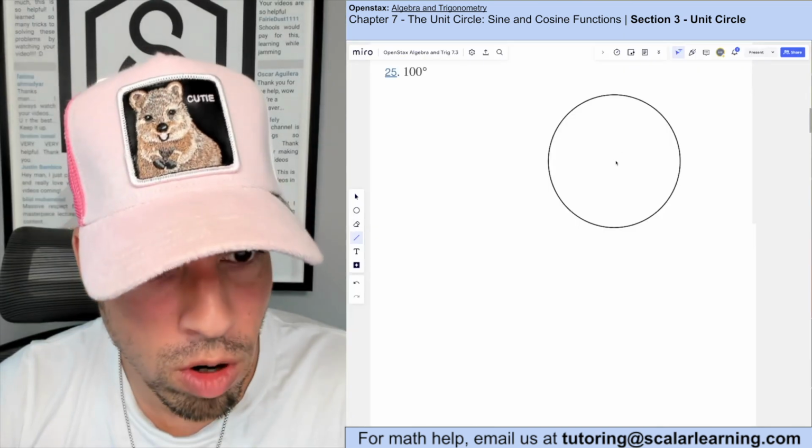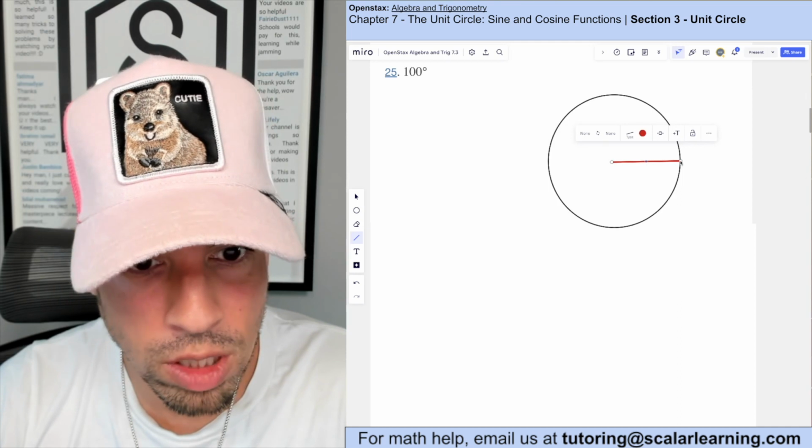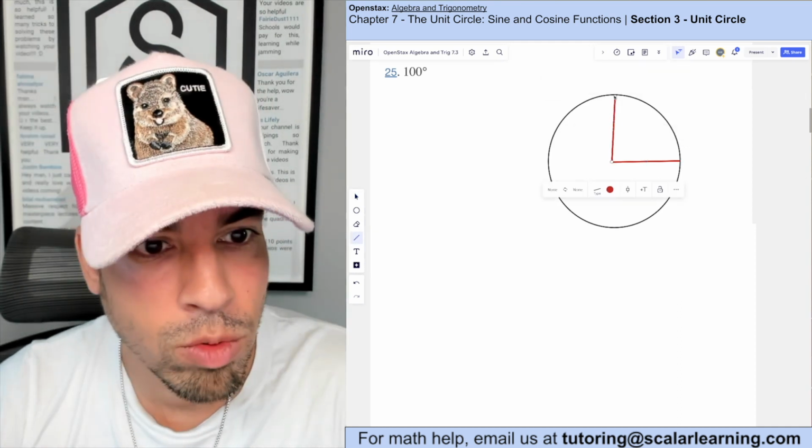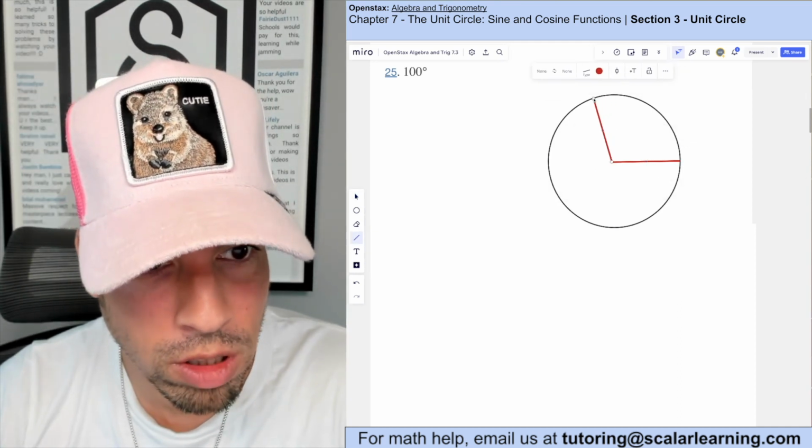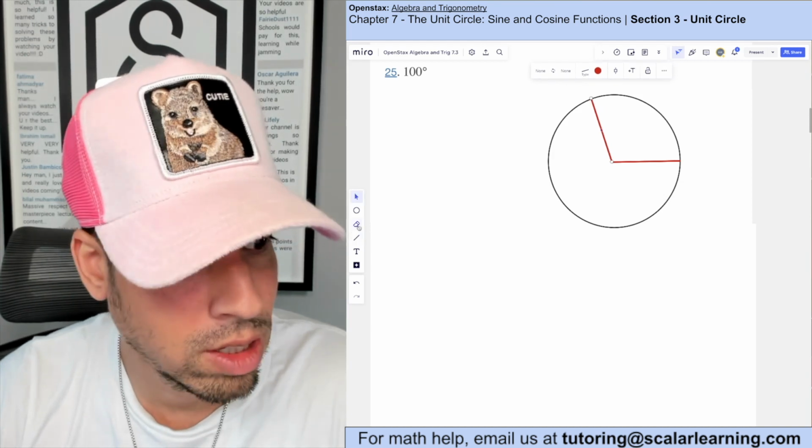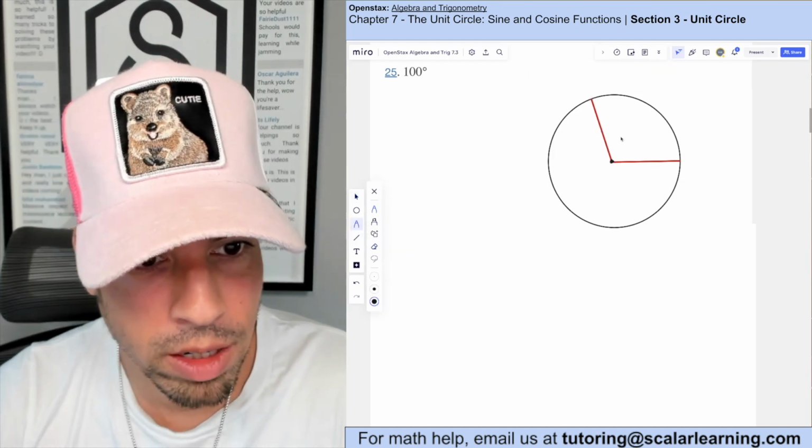So for this question, to draw 100 degrees, of course, we're starting with the initial side straight across, and then 90 would be straight up, but it's 100, it's a little more. So we're going like right around here. So let's say there's our 100-degree angle, right? Here's 100 degrees.